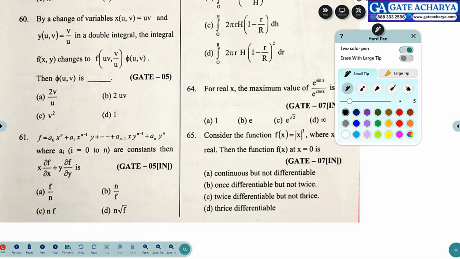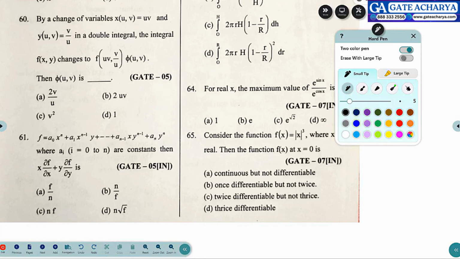Tell me whether this is homogeneous or not. Is it a homogeneous function or not? What is the degree of a0 x raised to n? a0 is constant. So what is the degree of x raised to n? n. a1 x raised to n minus 1 y, that is the next term. What is the degree of that? n. So like that, if you check each and every term, the degree will always be n. So write down, f is a homogeneous function of degree n.